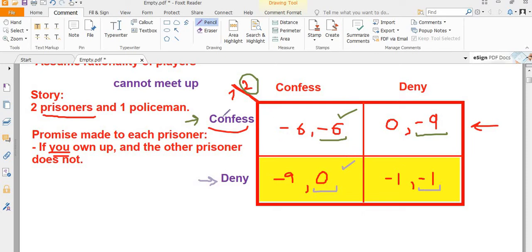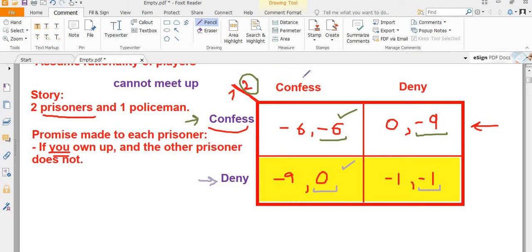So you realize whatever player 1 does, I am always better off if I confess, no matter what. Even if my friend confesses or denies, I compare one with the other and I find that I'm better off compared to when I deny. Whatever the other player does, I am better off confessing than I would be if I were to deny, in whatever decision my friend takes. This sort of decision, the fact that it's always better if I make this decision, these sort of decisions are called strictly dominating strategies.